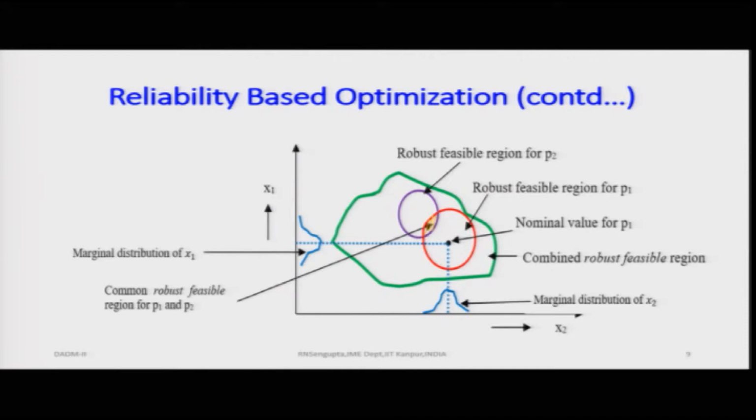Similarly, you will have the robust feasible region for P1 also. So, P1 and P2 would give you the intersection, which is hashed here, based on which you will try to solve the problem. That will give you the common robust feasible region for P1 and P2. If it is a higher dimension, it will be an intersection. If it is 3 dimensions, it will be the intersection of 2 spheres or 3 spheres, and in the higher cases it will be the intersection of hyperspheres.